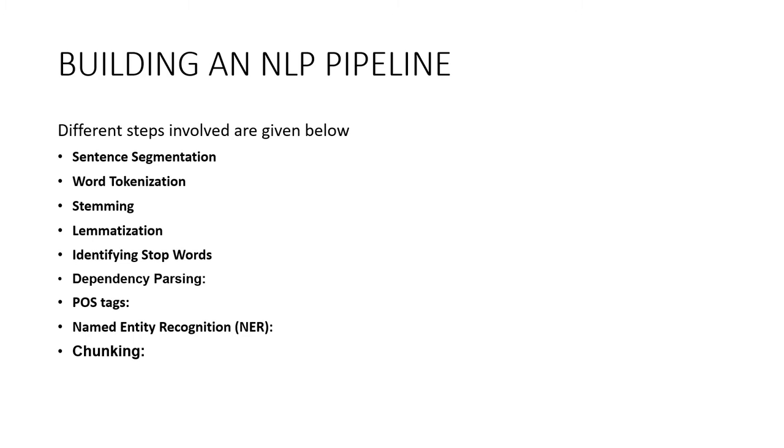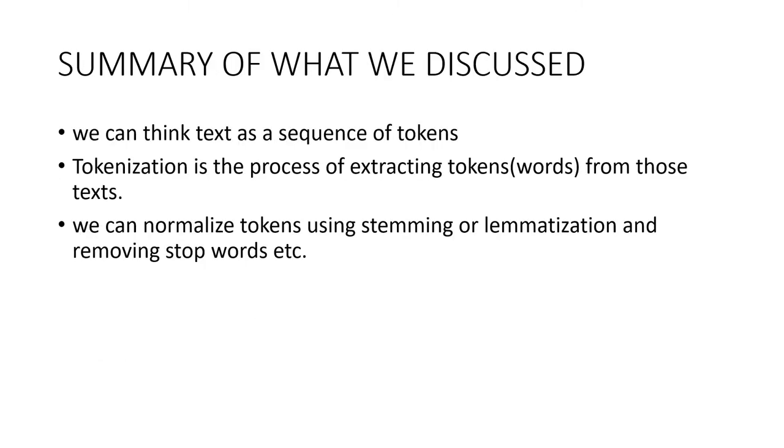These are the steps we have to follow when we build an NLP pipeline: sentence segmentation, word tokenization, stemming, lemmatization, identifying stop words, dependency parsing, POS tags, NER (named entity recognition), and chunking. All these things we discussed. Only named entity recognition is remaining here, so we will discuss NER in detail.